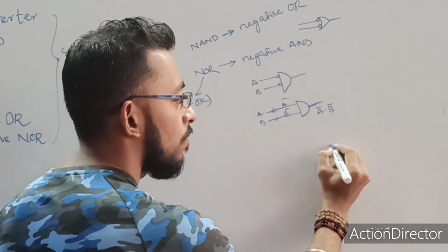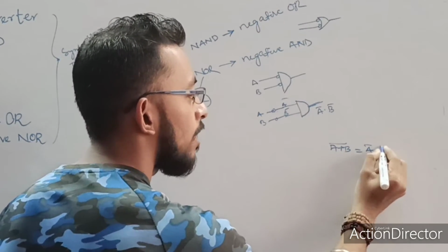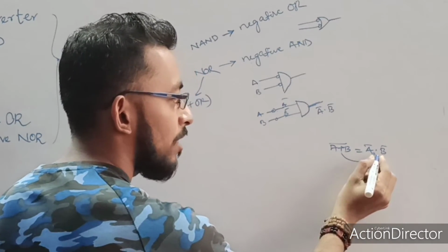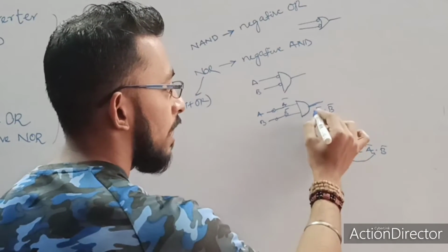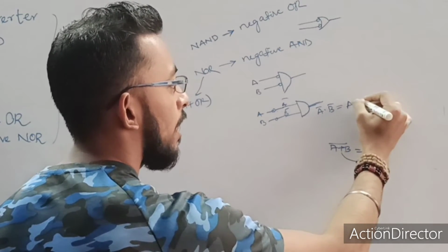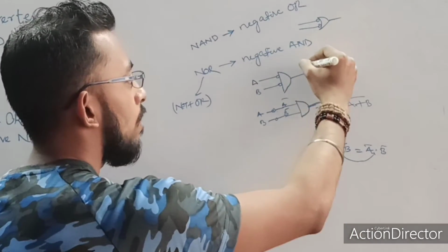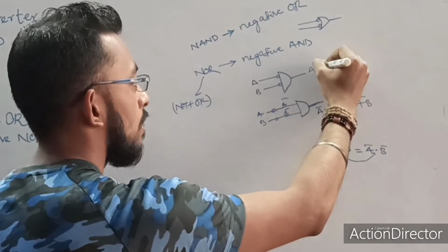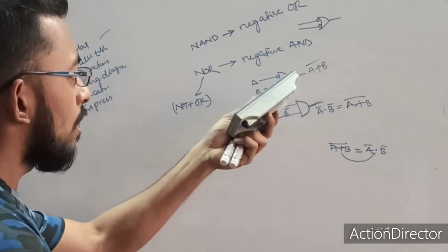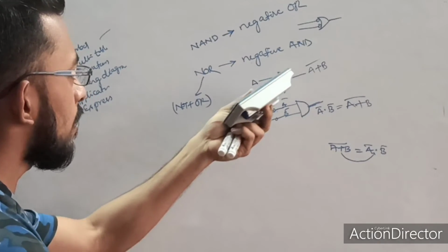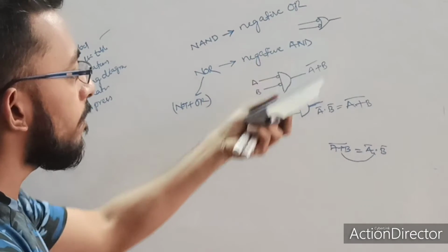Again, from De Morgan's law, what do you know? A plus B whole bar is nothing but A bar dot B bar. This plus will be replaced by dot and the bar will come to each input. So this A bar dot B bar can be written as A plus B whole bar, which is nothing but the output of my NOR gate. Okay, so this is the representation of a NOR gate by using two formulas. One is using NOT and OR, and the second one is the negative of AND.